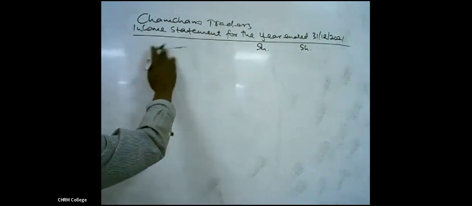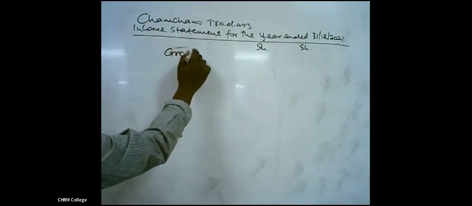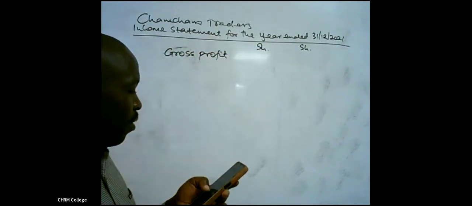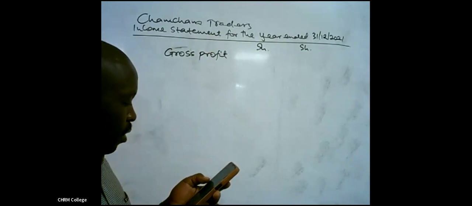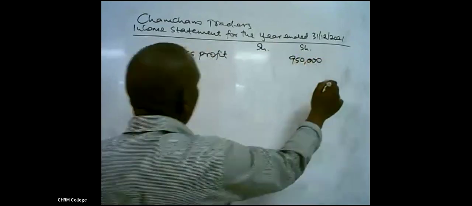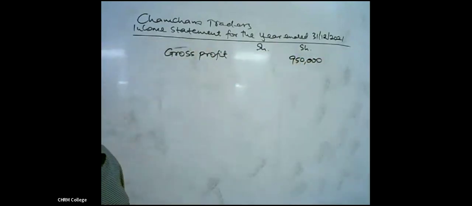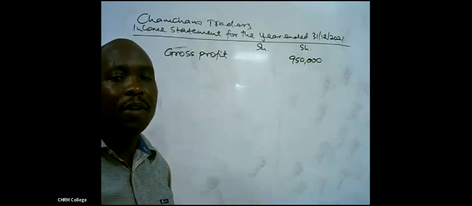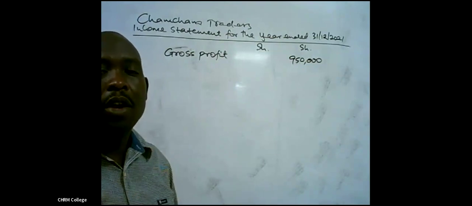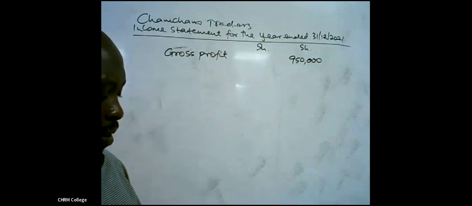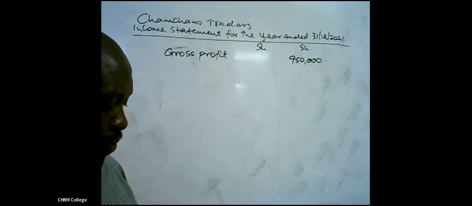So, we normally start with the gross profit. If it was sales, we would have started from the top, but here we are starting from the gross profit. The gross profit for the year is 950,000. Then after writing the gross profit, please confirm whether we have got other sources of income to this business. We have discount received, rent received, commission received, interest received, decrease in allowance for doubtful debts. So you find out what we have.